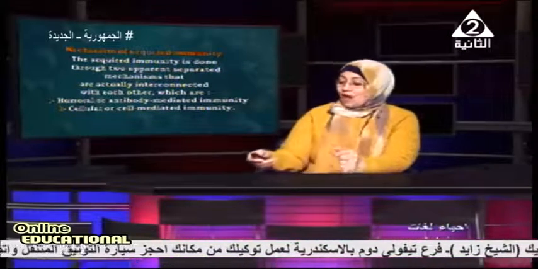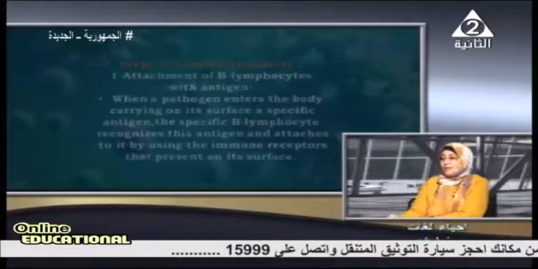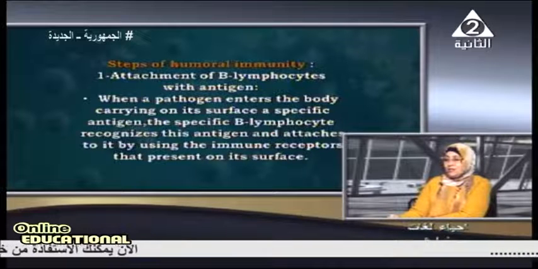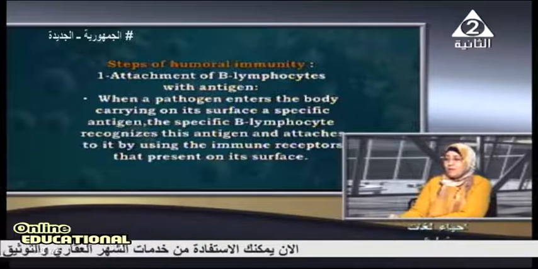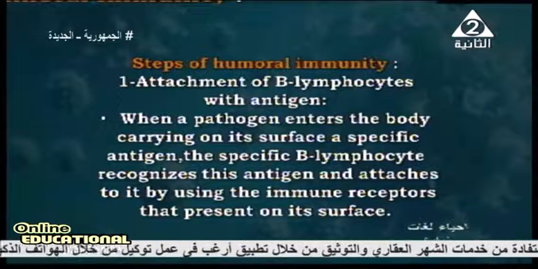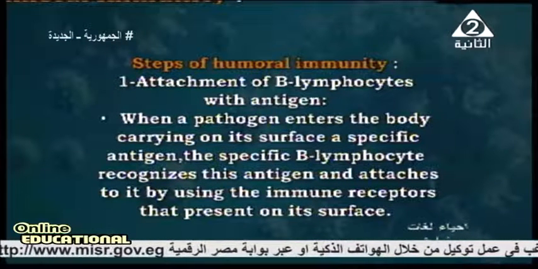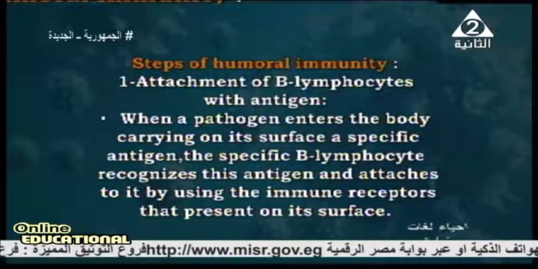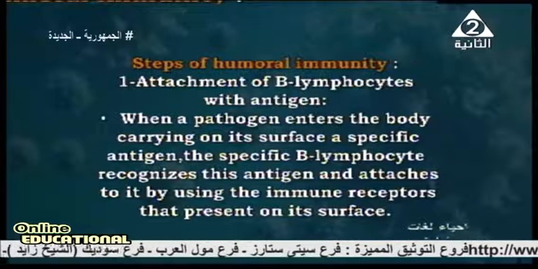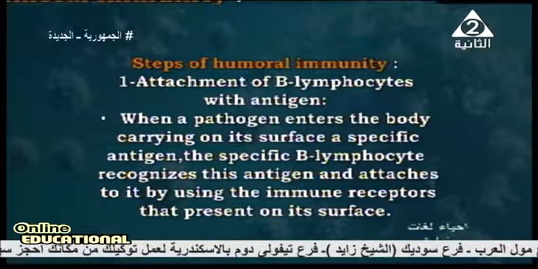Okay, now we are going to see what happens by this. What are the steps of humoral immunity? Number one, attachment of the B lymphocyte with antigen. Antigen is coming from the bacteria or viruses. The first step, attachment, means to adhere to it. Adhere means to catch this antigen.